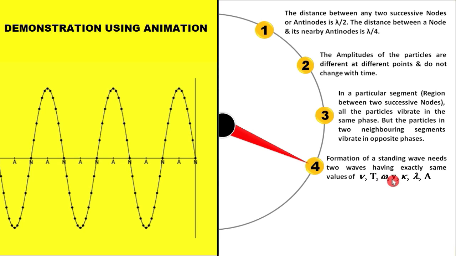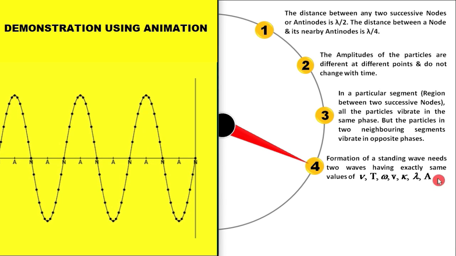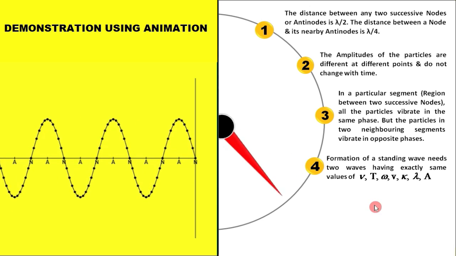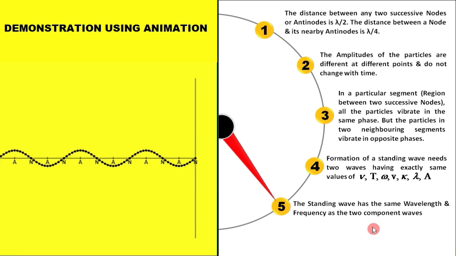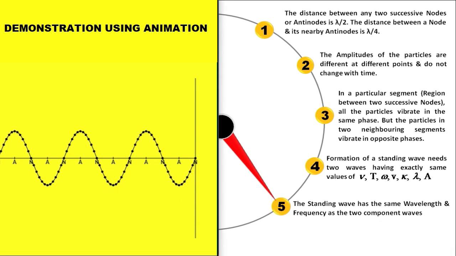angular frequency, propagation constant, wavelength and amplitude. For the formation of a standing wave, you need all these values to be the same: v, T, omega, nu, k, lambda and A. Also I have explained this. And the last point is this: the standing wave has the same wavelength and frequency as that of the two component waves. Let us check whether it is true or not.